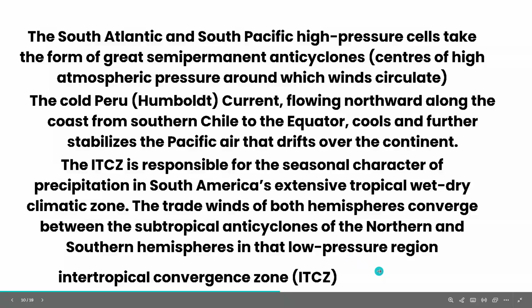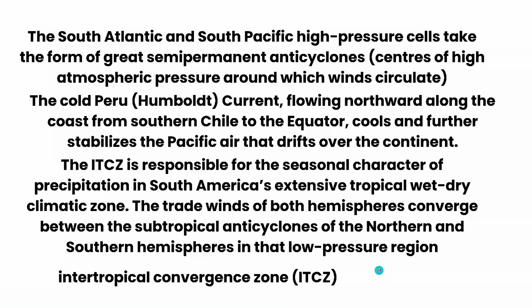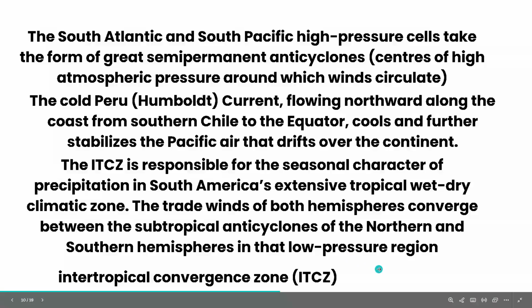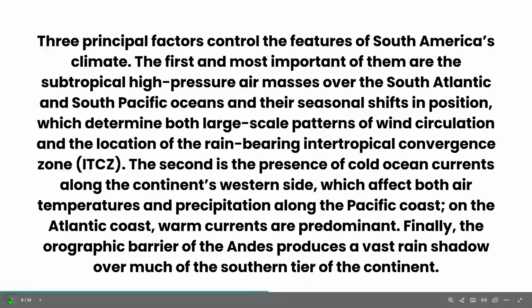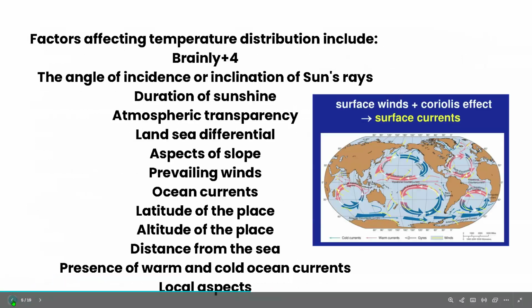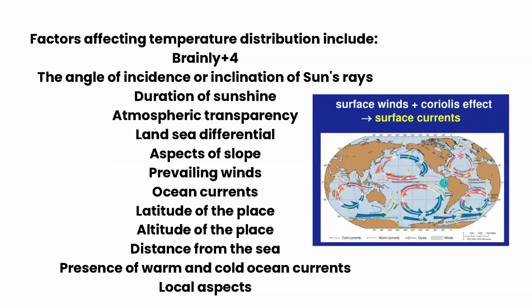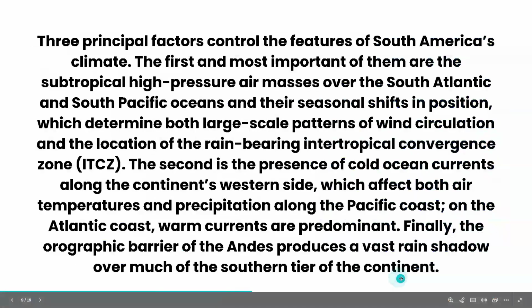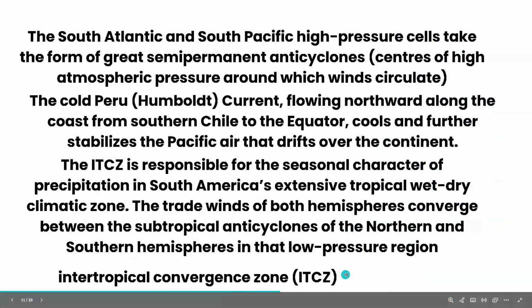The cold Peru current, Humboldt current, flowing northwards along the coast from southern Chile to the equator, cools and further stabilizes the Pacific air that drifts over the current. Okay, this we will see in this. See here, Peru current. It is blowing towards the north equator. Okay, so you can see in the map.